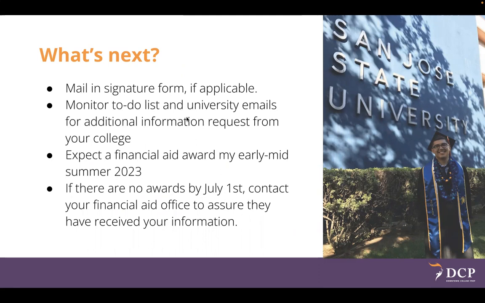Okay, you will or can expect an award by early or midsummer of next year. I know it's a long time, but that's usually when you can expect your financial aid as a returning student. If by July 1st there is no information about financial aid, then you want to contact your financial aid office right away to figure out if there's anything else you need, or if they received your information or anything like that. Okay, before that it is not necessary to freak out, only because financial aid offices do take a while to award returning students.